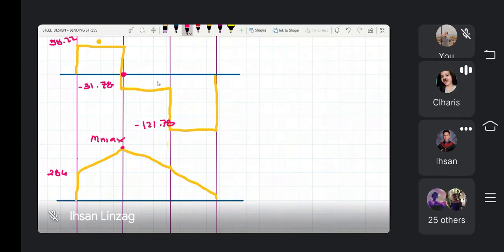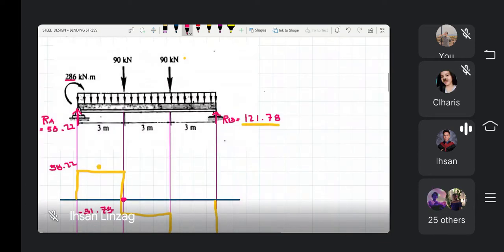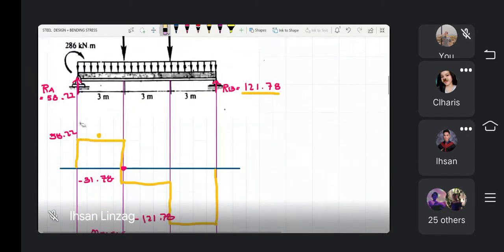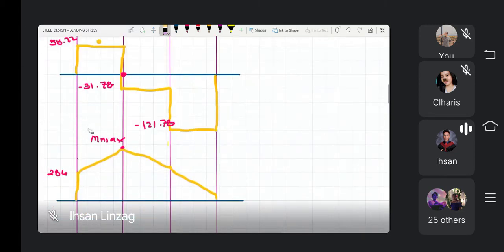Sir, paano nakuha yung 286? 286 moment. May initial moment tayong 286. Itaas na agad yan. That is counterclockwise. Okay lang din, ma'am?